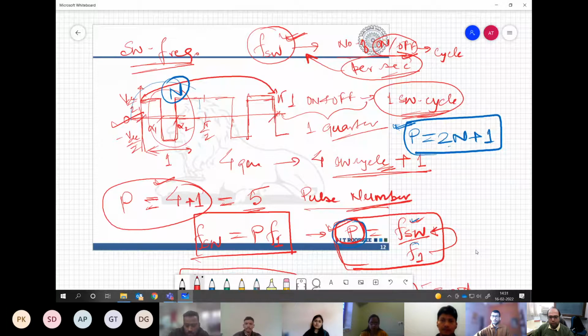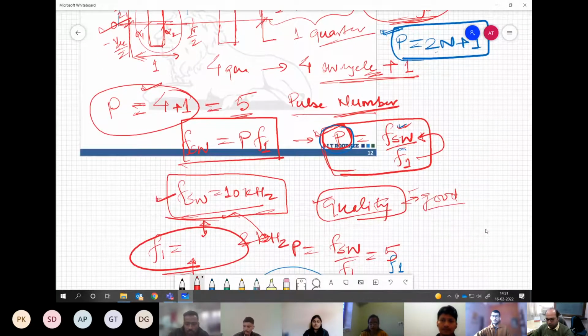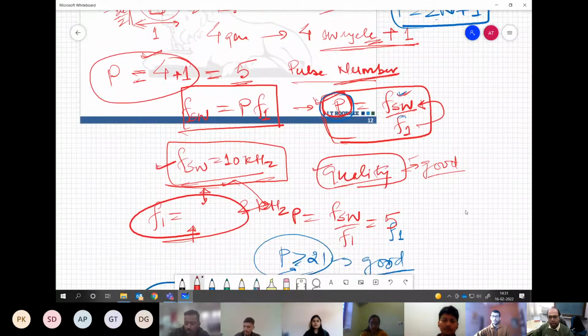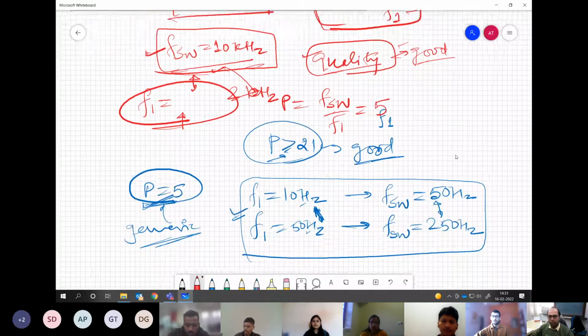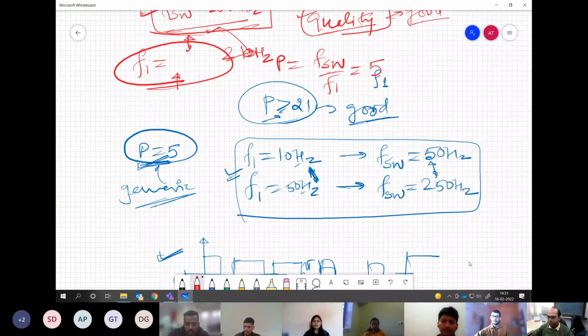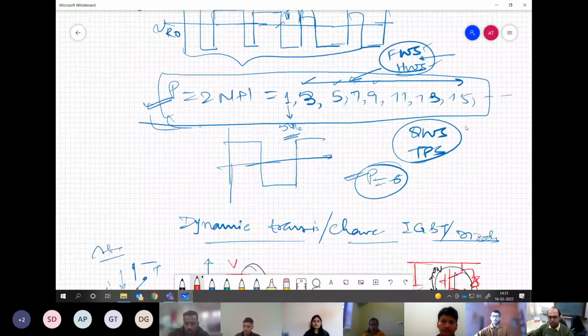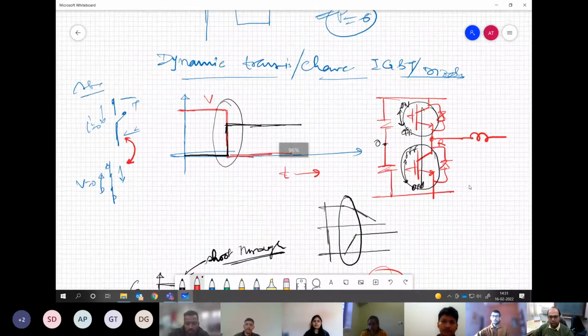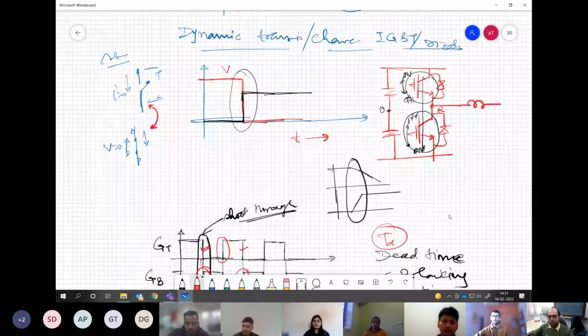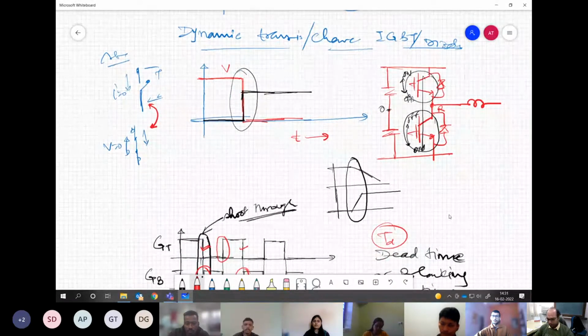If you say that the pulse number is a certain value, we can say whether the quality of the output waveform is going to be good or it's going to be normal. So these things we can guess about the performance. Then we have seen how the IGBTs are going to behave when you are applying PWM voltage.